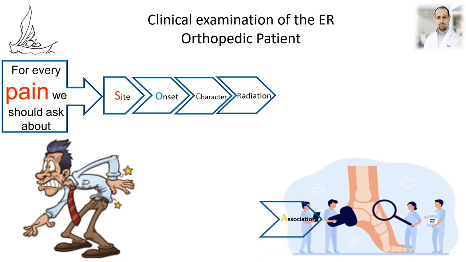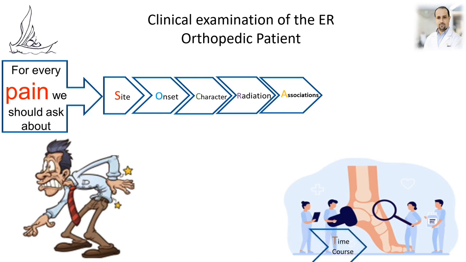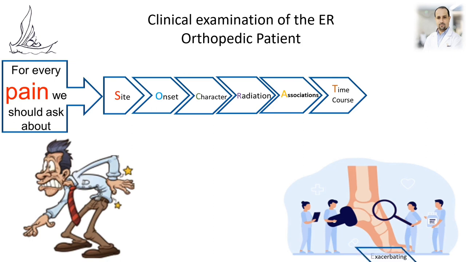Swelling, fever, lack of range of motion, clicking, instability, and other associations we should also ask about. When we ask about the timing of the pain, we should distinguish the mechanical pain, which comes during movements and walking, from the inflammatory pain, which comes usually during rest or sleeping. The exacerbating and relieving factors, like medication, especially painkillers, and ice and heat bags, should also be known.